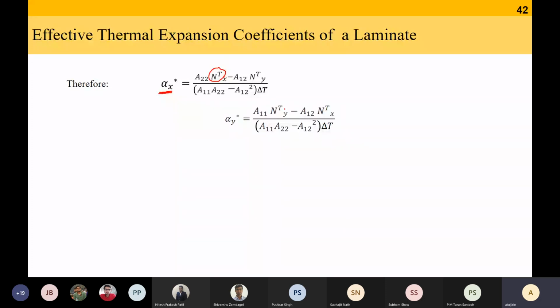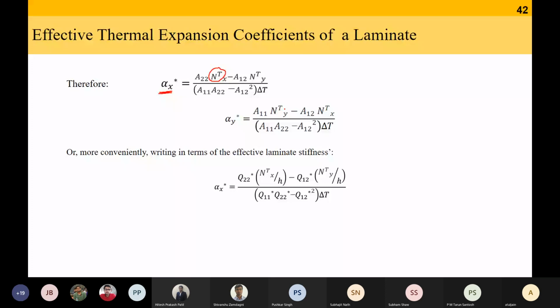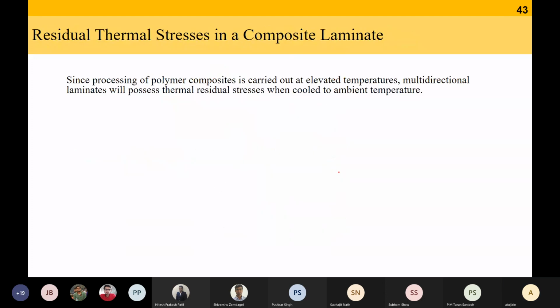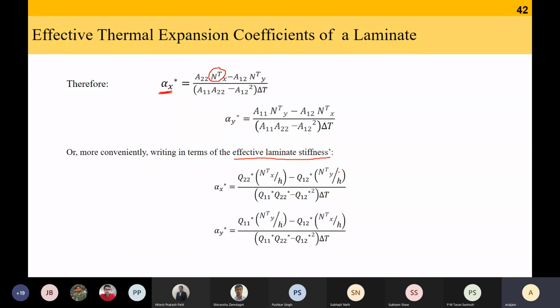Similarly, I can calculate the effective coefficient of thermal expansion in the Y direction. You can also write it in terms of the effective laminate stiffness that we have calculated. It will come out to be something like this. How to calculate the effective laminate stiffness, we had discussed previously, I think two weeks ago. Okay, good. Any questions on this topic so far?